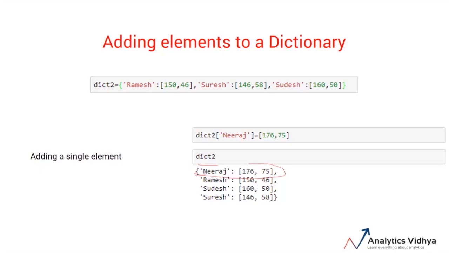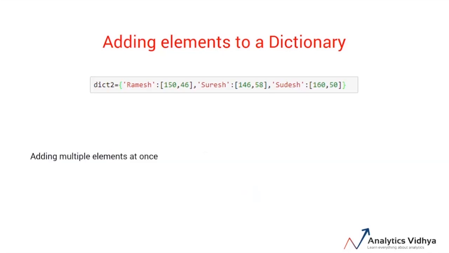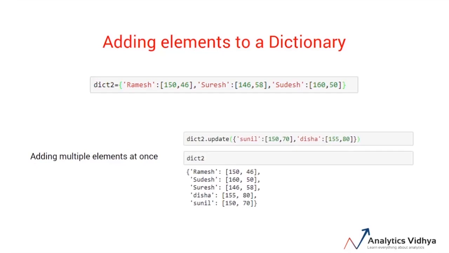Now what if you want to add multiple elements to a dictionary? We can also add multiple elements to a dictionary using the update function. So this update function takes a dictionary as an input. So for example, I can add two key value pairs, first Sunil and Disha, to this existing dictionary using the update function. And when I do so, these two values, Sunil and Disha, get added to the dictionary. This was all about how we can add elements to a dictionary.